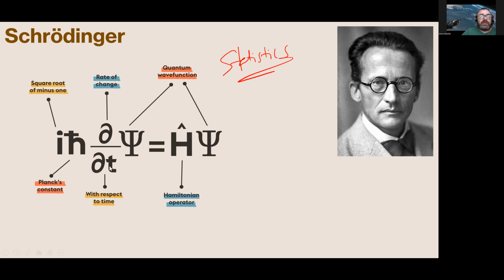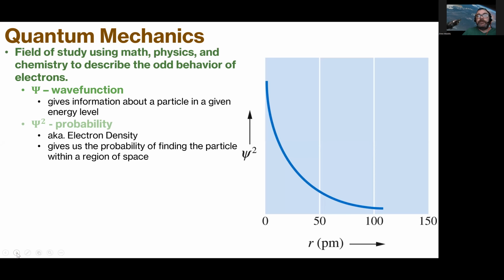And this was the birth of the field of science known as quantum mechanics. Quantum mechanics is a hybrid field that encompasses math, physics and chemistry, and its whole purpose is to describe the odd behavior of electrons. Math here being calculus, differential equations, statistics. All of this stuff falls into play as we're looking at it.